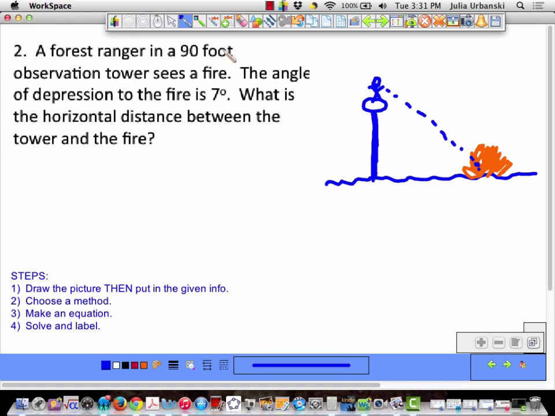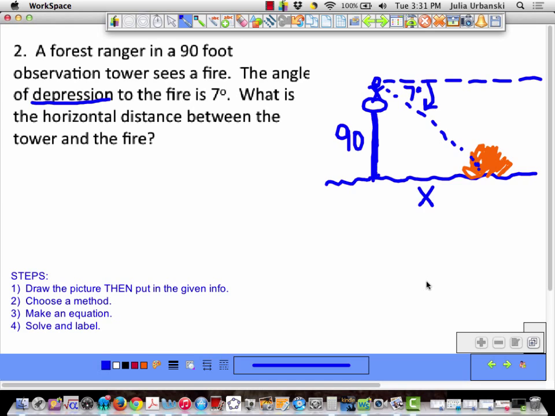A forest ranger in a 90-foot observation tower. That's how tall the tower is, 90 feet. He sees the fire down on the ground. The angle of depression has to start at a horizontal line and it has to go downwards from there. So that's what your angle of depression looks like. It goes downwards. And it says the angle of depression to the fire is 7 degrees. What is the horizontal distance between the tower and the fire? The horizontal distance between the tower and the fire is right there.